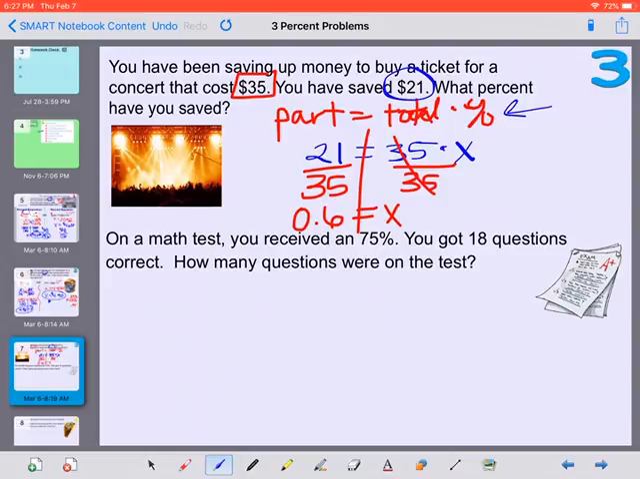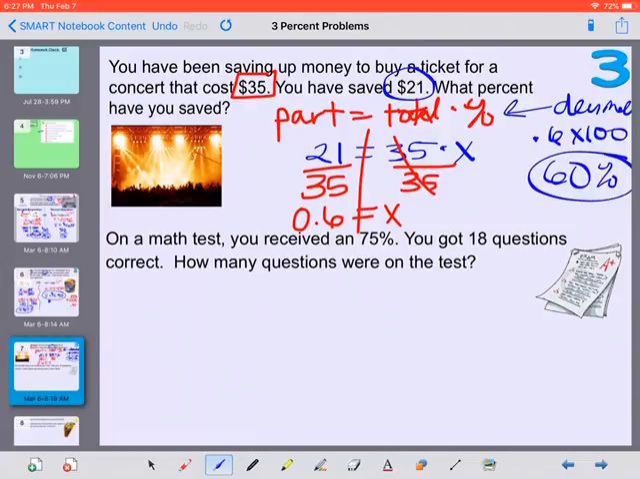But remember, our percent is always as a decimal in our equation. So to move it back to the percent with the percent symbol, this is multiplying by 100. Remember, fractions to decimals to percents. To get from a decimal back to the percent, you multiply by 100. So 0.6 times 100 will give us 60%. It moves our decimal 2 spots. So we've saved 60% of the money we need for a trip.